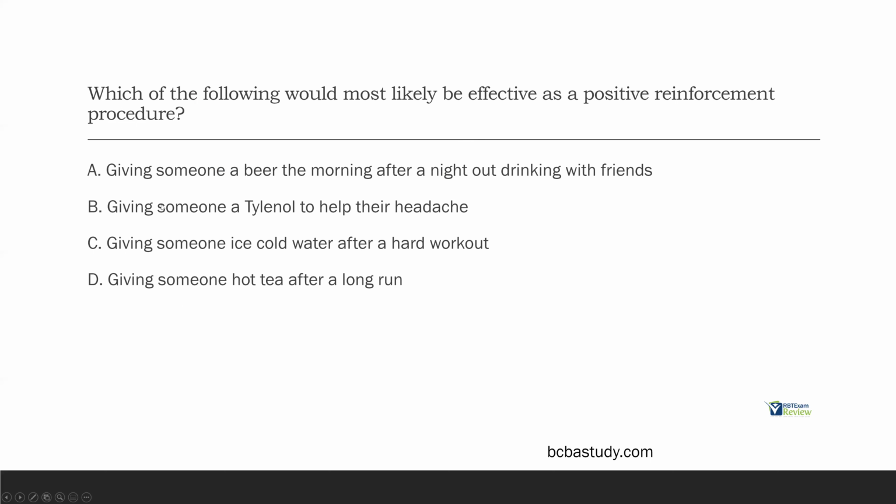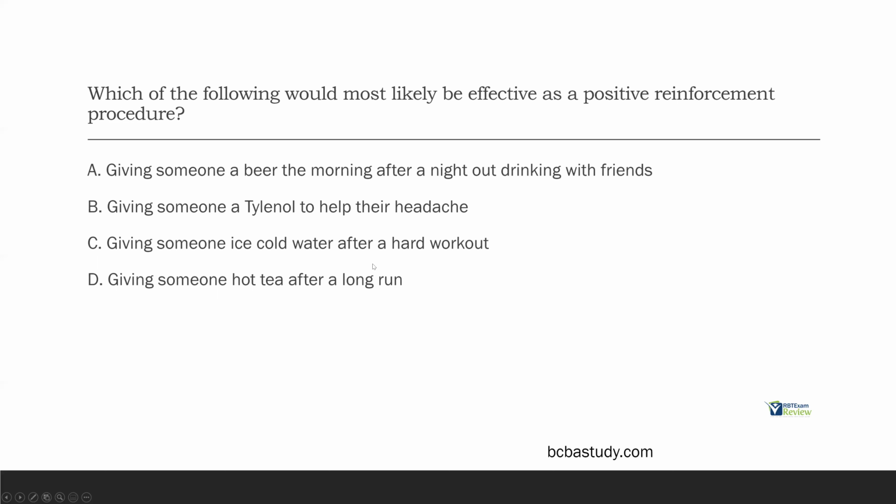But let's see. B, giving someone a Tylenol to help their headache. All right. Well, if we give the Tylenol, what's the consequence? The headache goes away. Is that positive reinforcement or negative? That would be negative. So be very careful. Okay. We're looking for a positive additional stimulus functioning as reinforcement. Tylenol is just going to remove the headache. In other words, negative reinforcement.